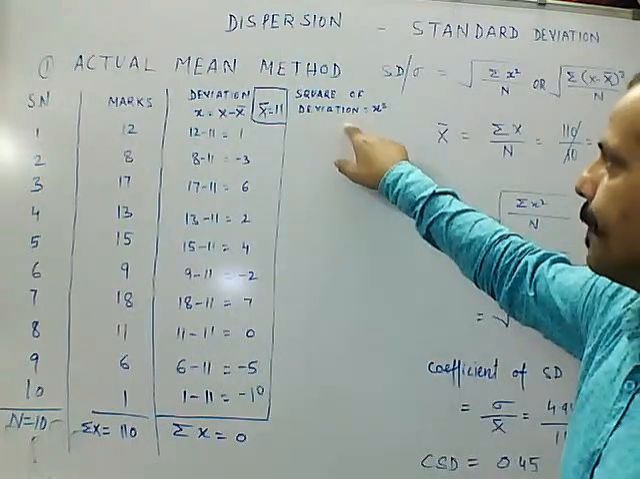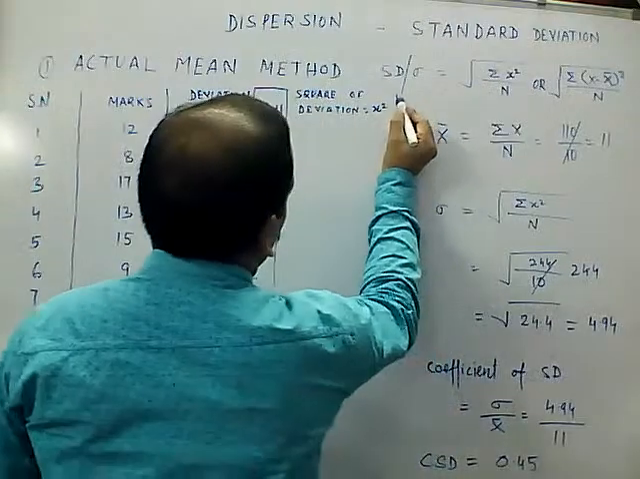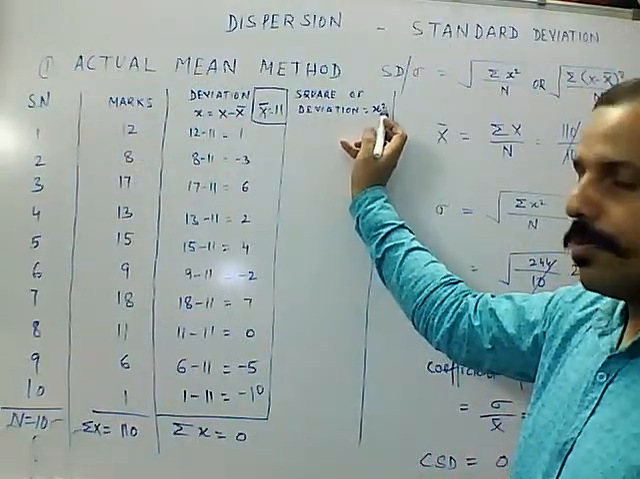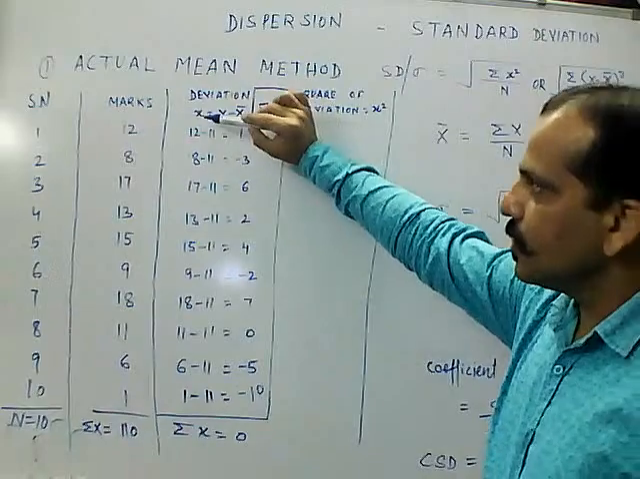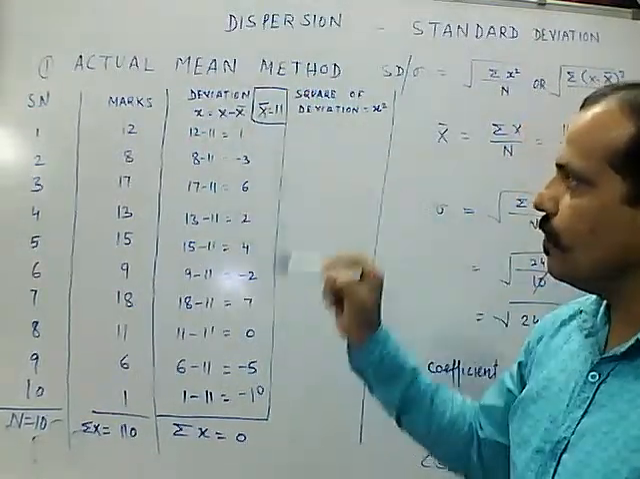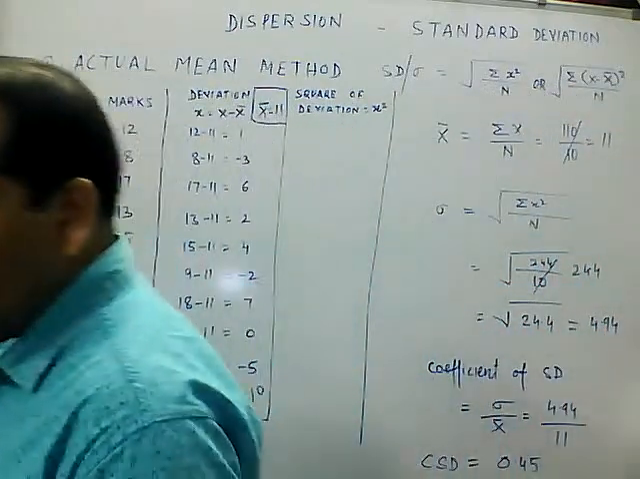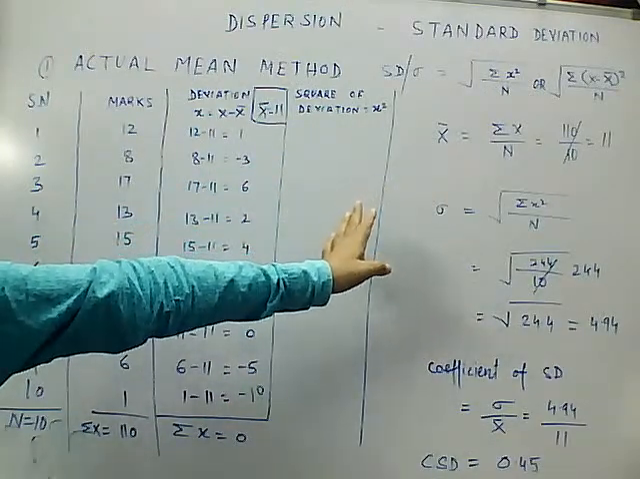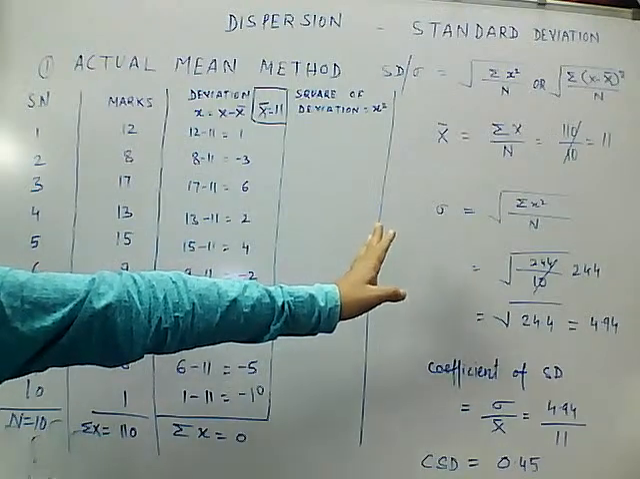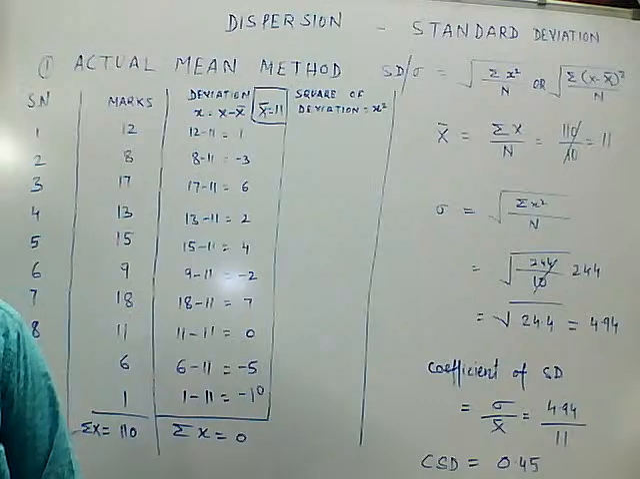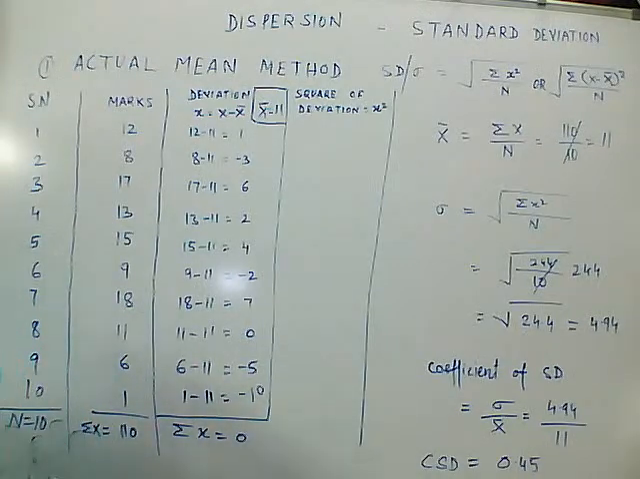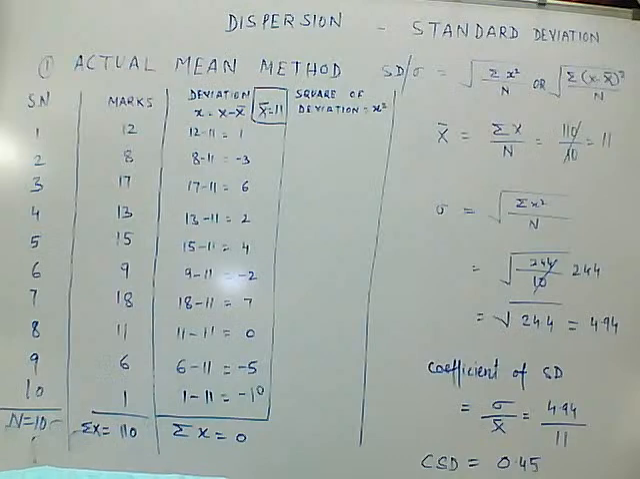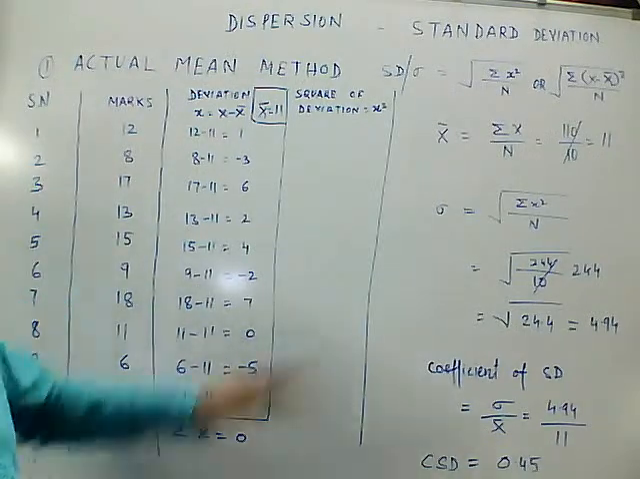Okay. Now the next step is the square of deviation. Here small x means deviation, and now we take the square of the deviation. Is there any doubt up to this point? If you have any doubt, you are most welcome. Any query? No? Otherwise, I will proceed.